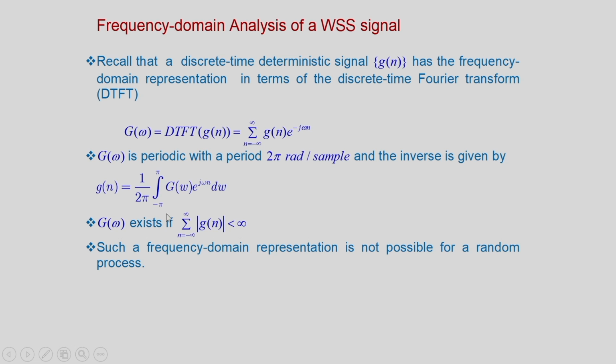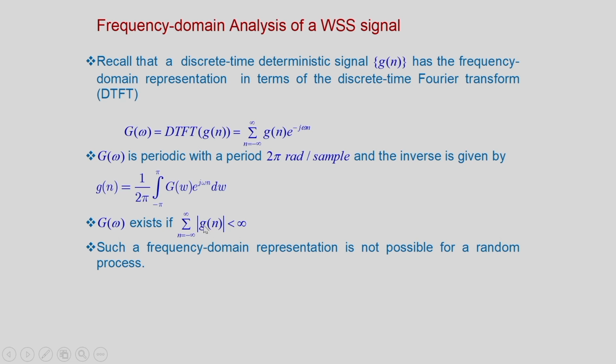Now, capital G(ω), the Fourier transform, exists if this sum exists, that is the sum from n equal to minus infinity to infinity of the absolute value of g[n] is less than infinity. In other words, g[n] is absolutely summable. In that case, G(ω) exists.